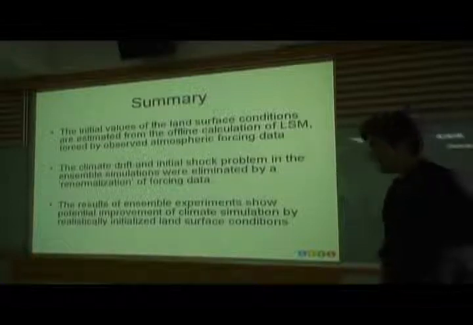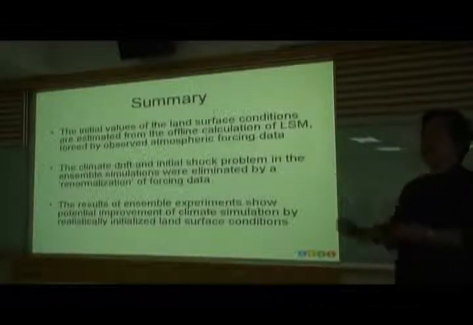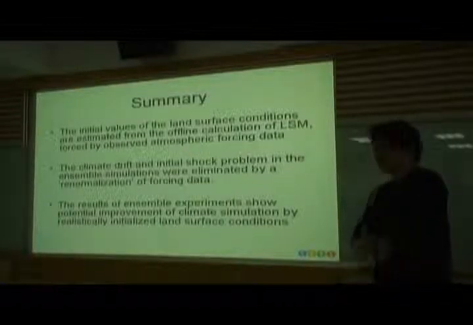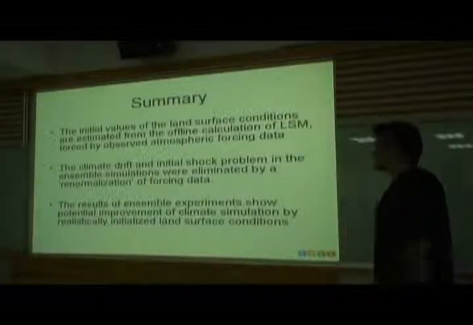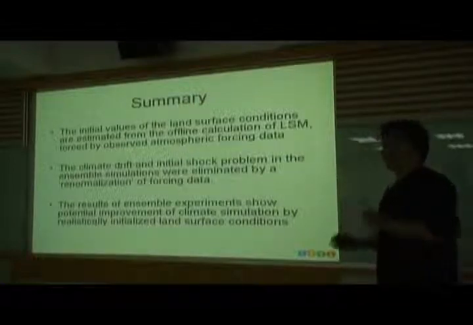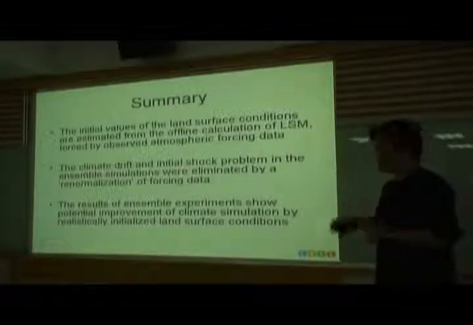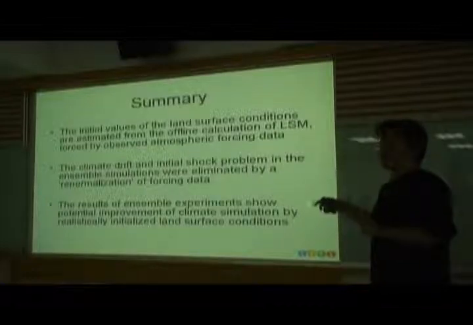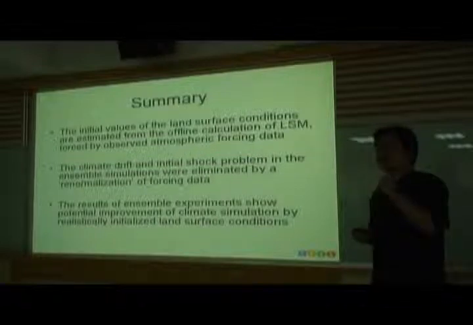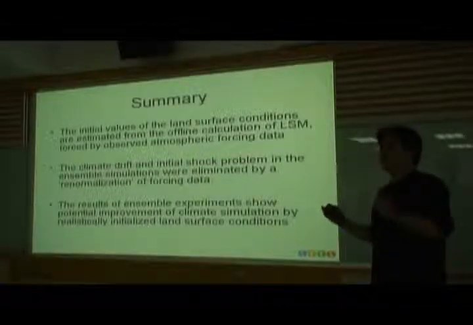So I think I have made a kind of bad presentation, but I made a lot of figures using this ensemble experiment data.